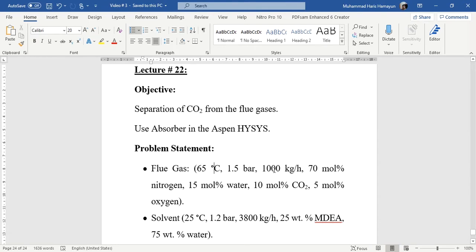1.5 bar, with a flow rate of 1000 kg per hour and a molar composition of 70 mole percent nitrogen, 15 mole percent water, 10 mole percent CO2 and 5 mole percent oxygen.